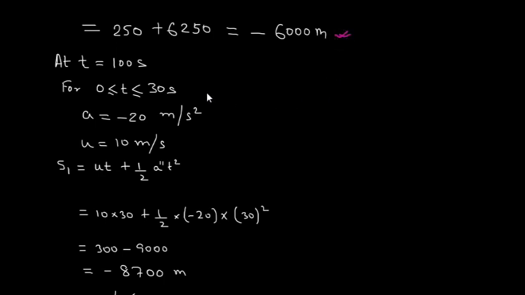t is equal to 100 seconds. For t greater than 0 and smaller than 30 seconds, a is equal to minus 20 meter per second square. u is equal to 10 meter per second. S is equal to ut plus half a double dash t square. Put the values, we get minus 8,700 meter.